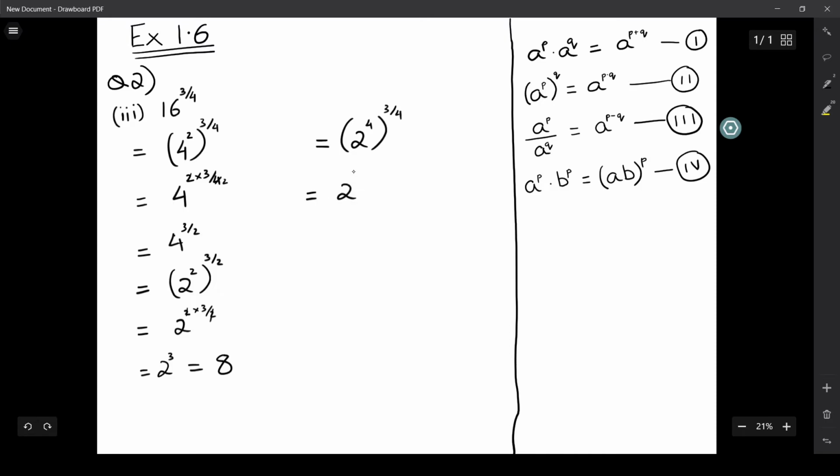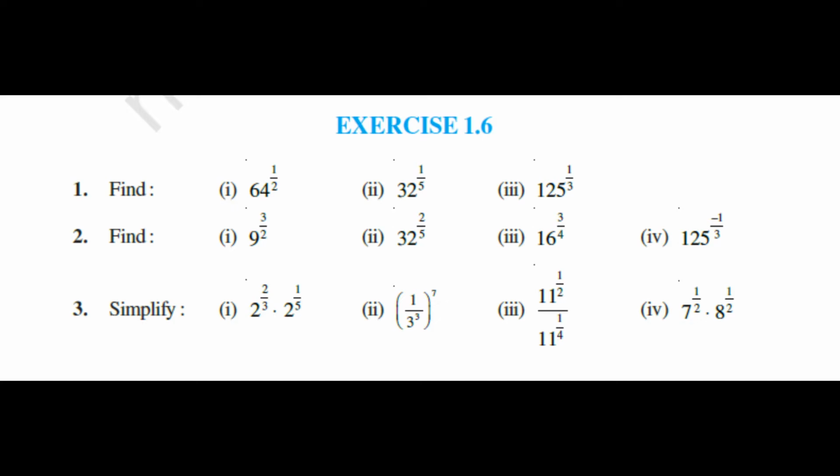And here, on using the formula, we would have got 2 to the power 4 into 3 by 4. 4 would have reduced itself, and we would have got 2 cube, which is 8. We could have avoided 3 more steps by directly representing 16 as 2 to the power 4. We move on to question 3 of this exercise.